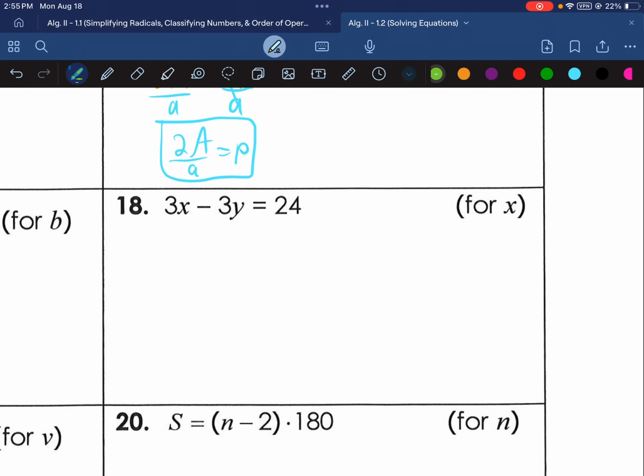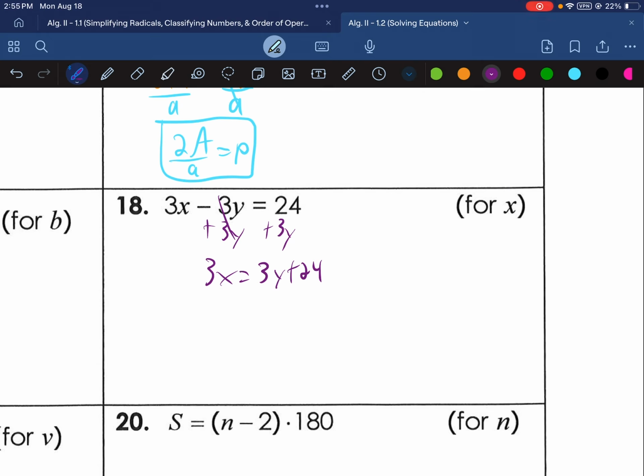Number 18, 3x minus 3y equals 24, and we're supposed to solve for x. So x is currently being multiplied and subtracted. So we have to undo both of those things. We want to undo the subtraction first. If you wanted to undo the multiplication, you could, but remember you have to divide everything by 3, which isn't a bad scenario on this problem since everything is in fact divisible by 3. However, I'm going to go ahead and add 3y to stick with our usual method.